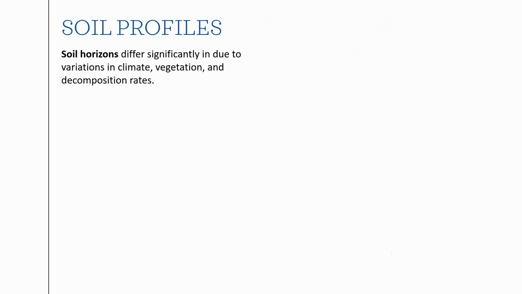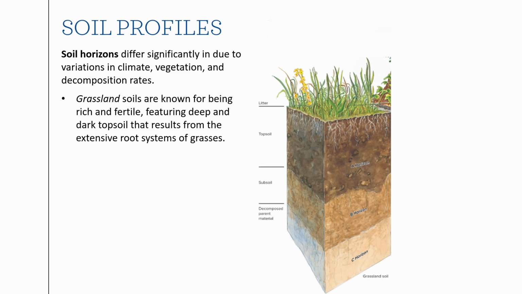Soil horizons will differ significantly based on the biomes. The climate, vegetation, and decomposition rates will affect how these layers form over time. Grasslands tend to have very thick A horizons, and this is because grasslands have a period of growth and decay every season. During the spring and summer, grasses will grow. During the winter, they die off and are decomposed, and this over time leads to a very organically rich and deep A horizon that forms.